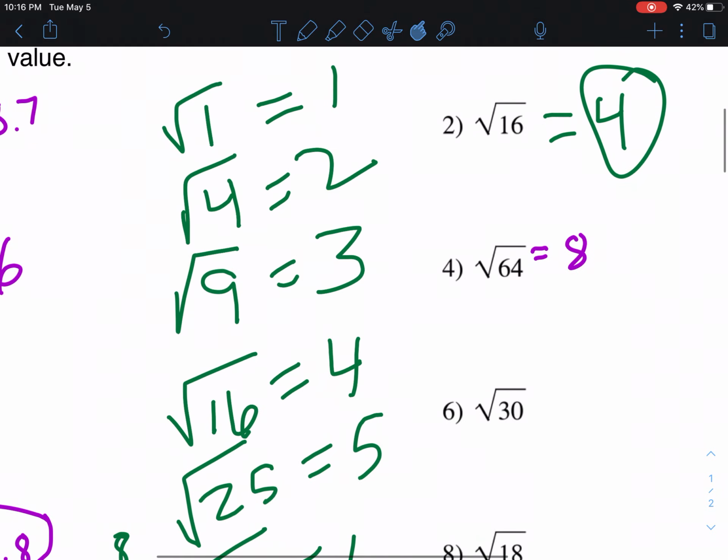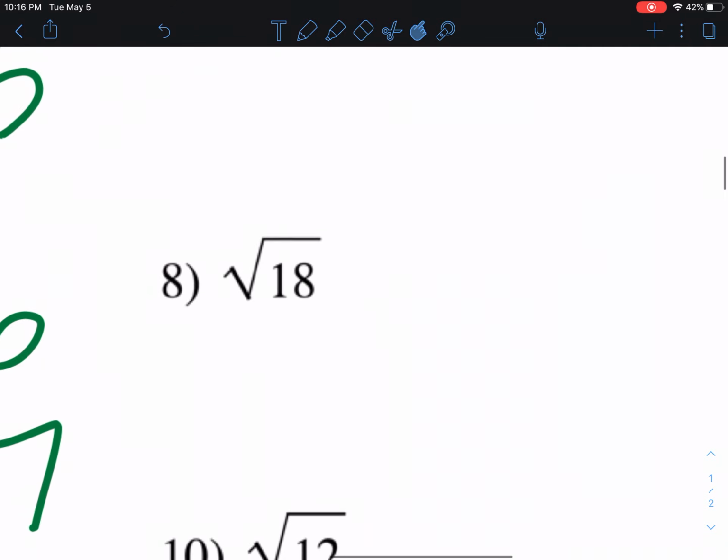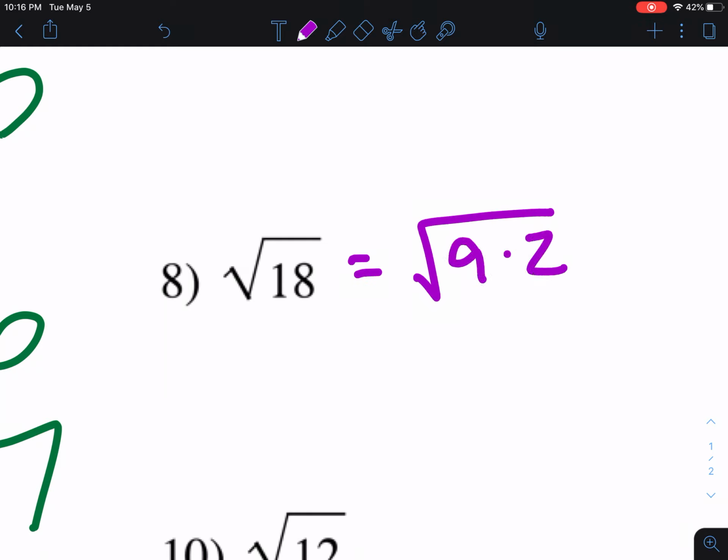So what we're going to do is we're going to take that 18 and we're going to break it into the square root of 9 times 2. So 9 times 2 is 18. So that's our new look at 18. Now, I don't have time to go into all the reasons why, but basically because of the exponent rules, you're allowed to then take this square root of 9 times 2 and split it into the square root of 9 times the square root of 2.